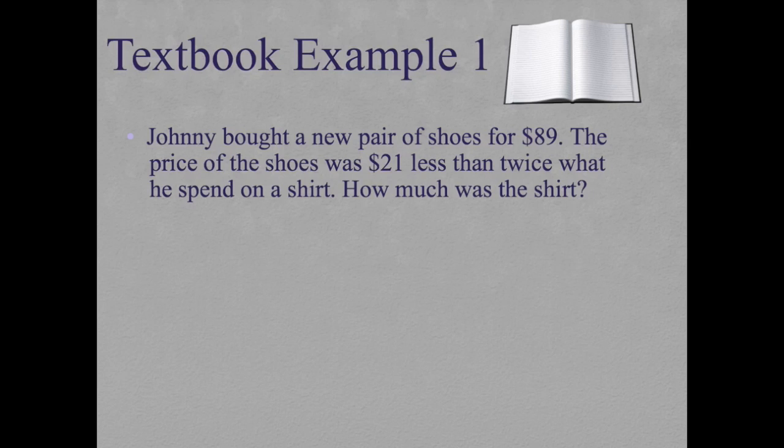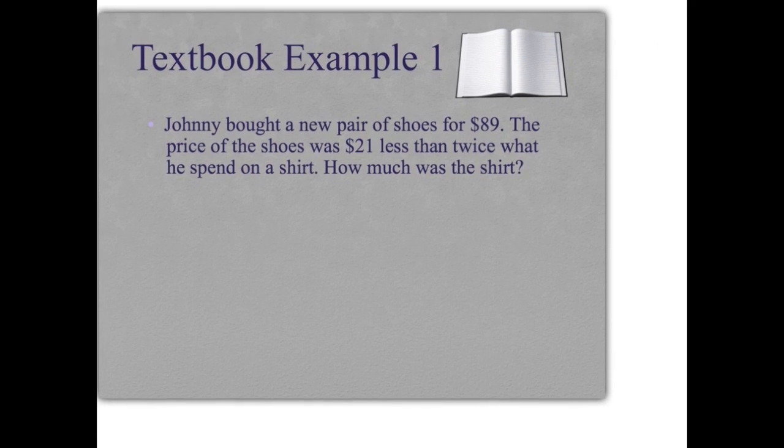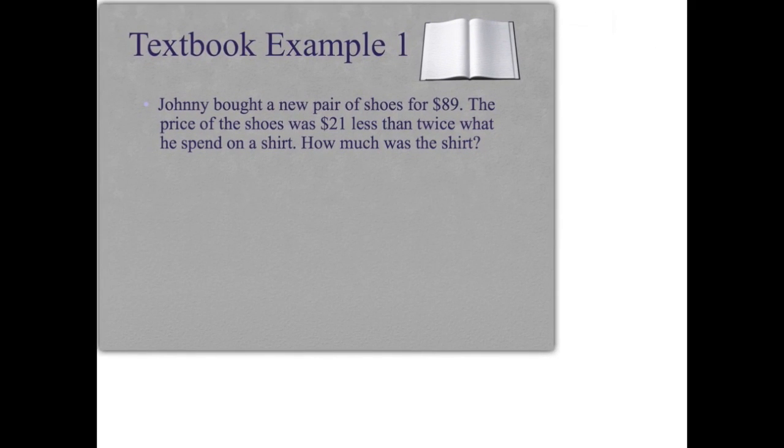Now we want to go through our simple 6-step method. Step 1. Okay, so our steps. Step 1, read. Okay, so let's read the problem. Johnny bought a new pair of shoes for $89. The price of the shoes was $21 less than twice what he spent on a shirt. How much was the shirt?